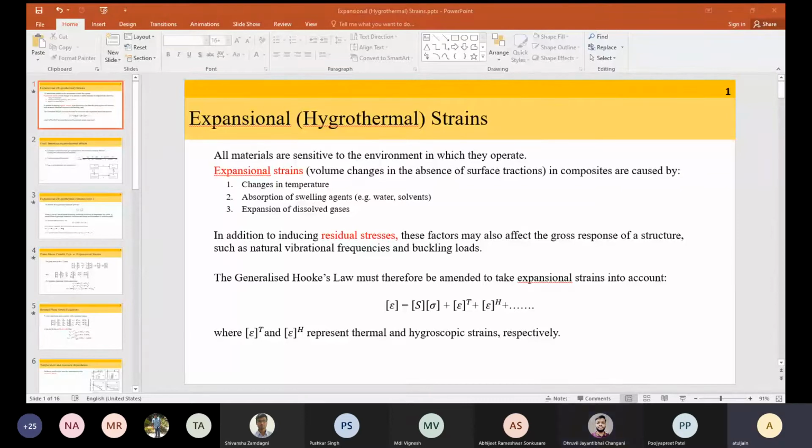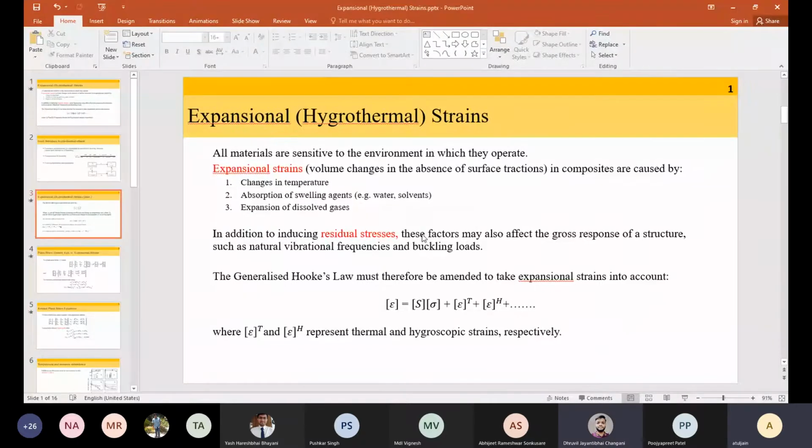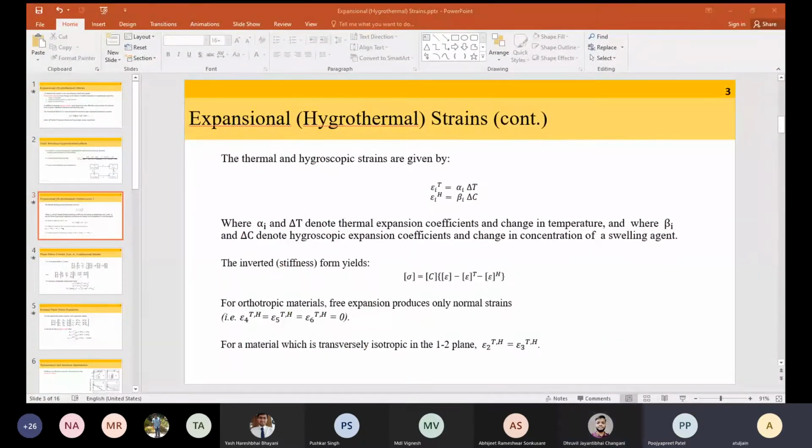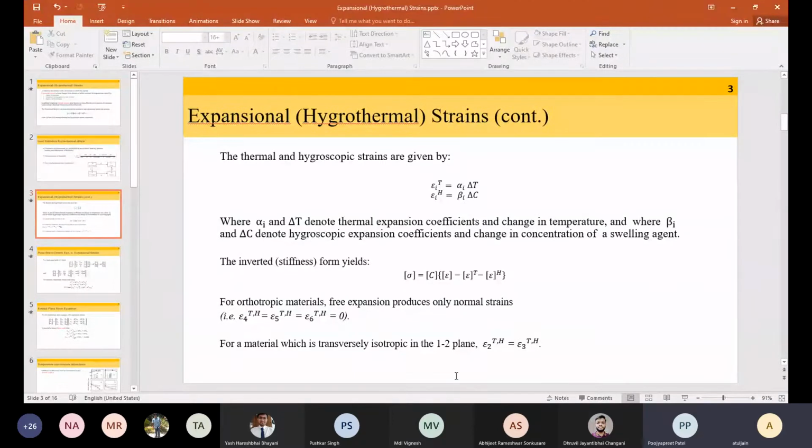Sir, we are not able to see the slides. We are seeing only one slide. Which slide are you seeing? We are seeing only slide number 1. I'm in slide 3. Is everybody in slide number 1? Yes, sir. Now it came, sir. Okay. So let us keep it like this, I think.